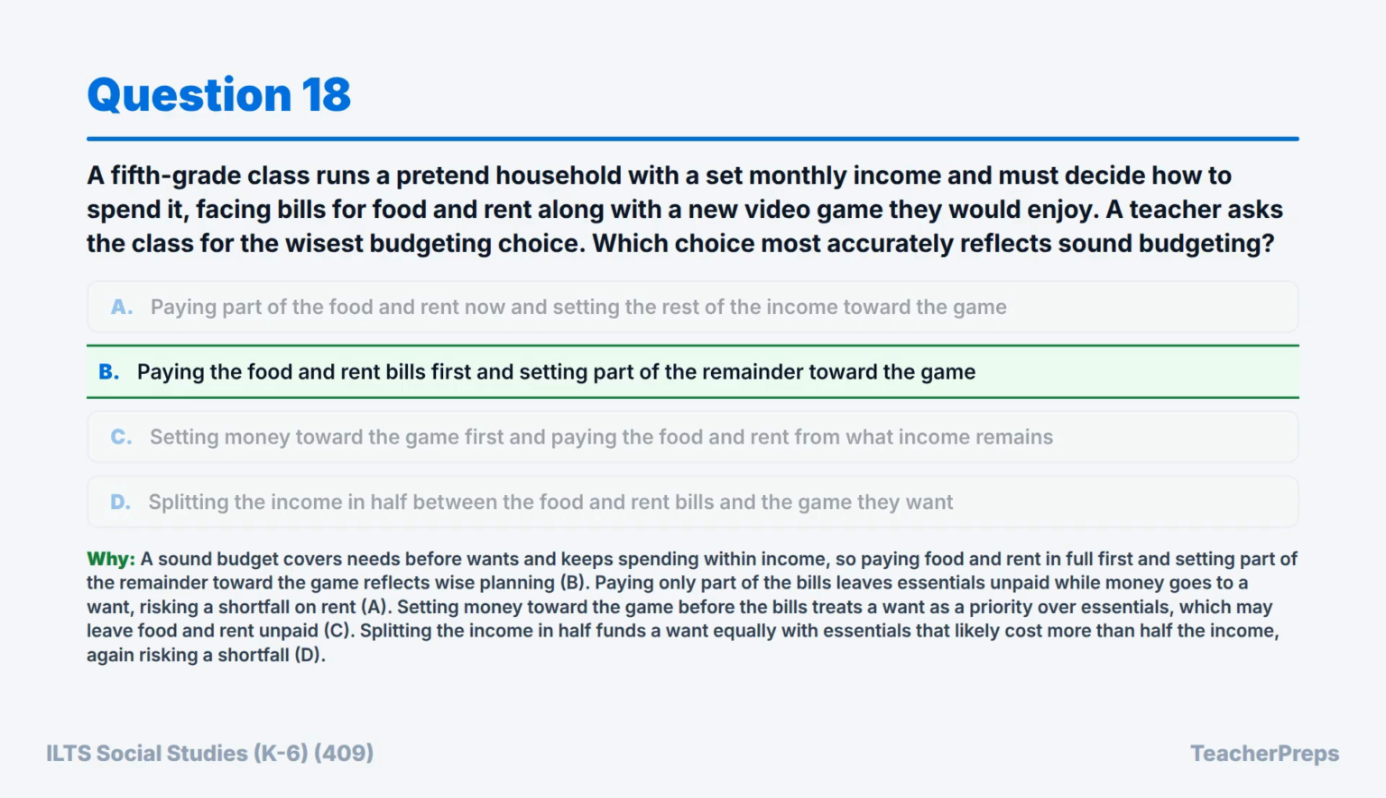B. Paying only part of the bills leaves essentials unpaid while money goes to a want, risking a shortfall on rent. A. Setting money toward the game before the bills treats a want as a priority over essentials, which may leave food and rent unpaid. C. Splitting the income in half funds a want equally with essentials that likely cost more than half the income, again risking a shortfall. D.